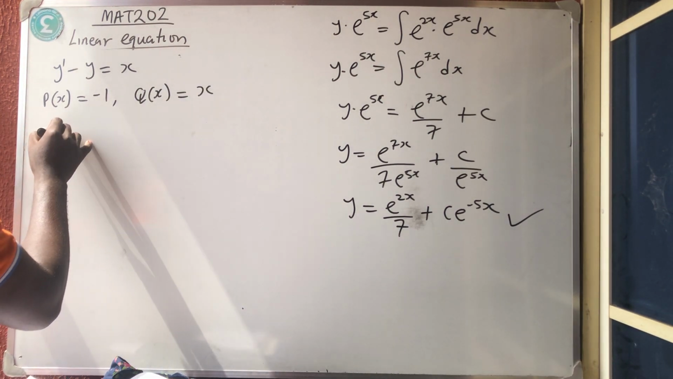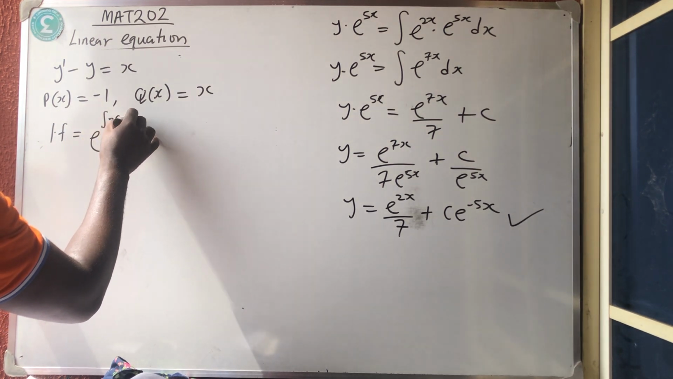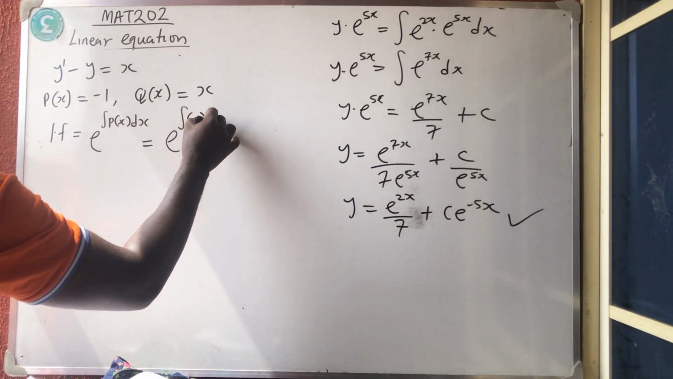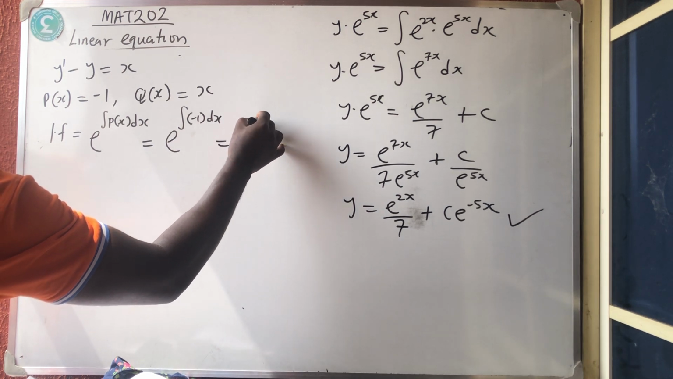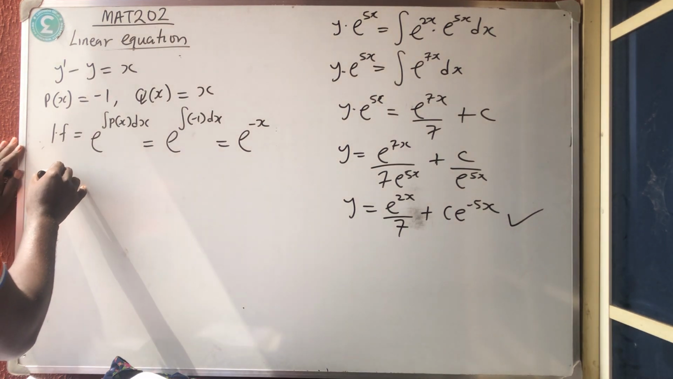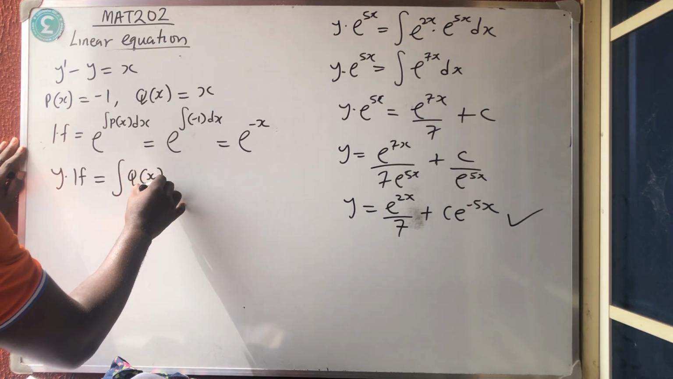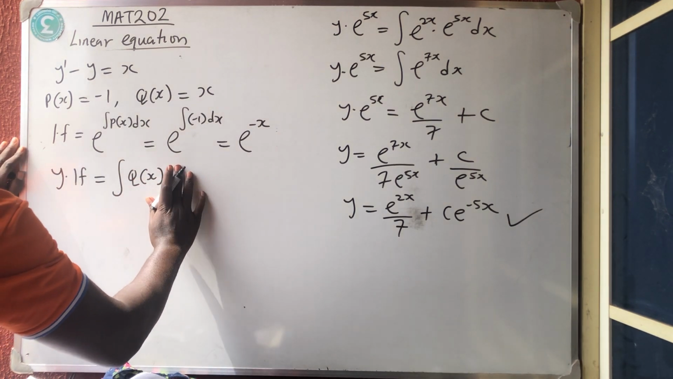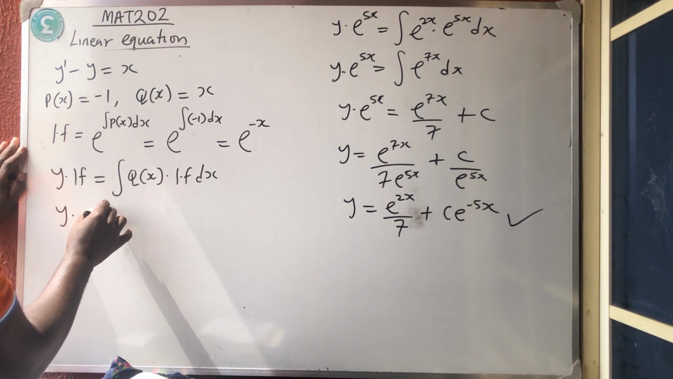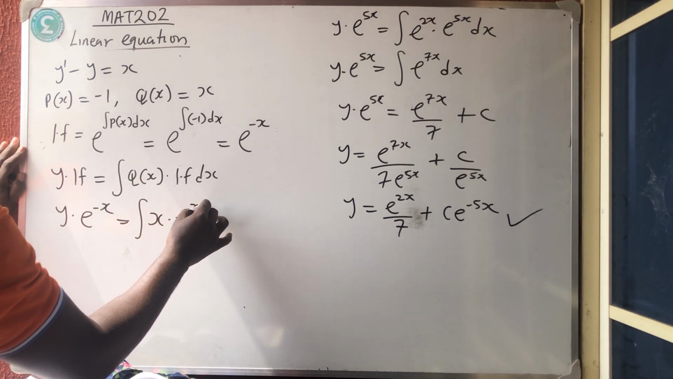So the only thing we need to get is our integrating factor, which is e raised to the power of the integral of p of x dx, which is e raised to the power of the integral of minus 1 dx, which is e raised to the power minus x, because the integral of minus 1 is minus x. So the solution becomes y times the integrating factor is equal to the integral of q of x times the integrating factor dx. So what do I have? Y times e raised to the power minus x is equal to the integral of x times e raised to the power minus x dx.